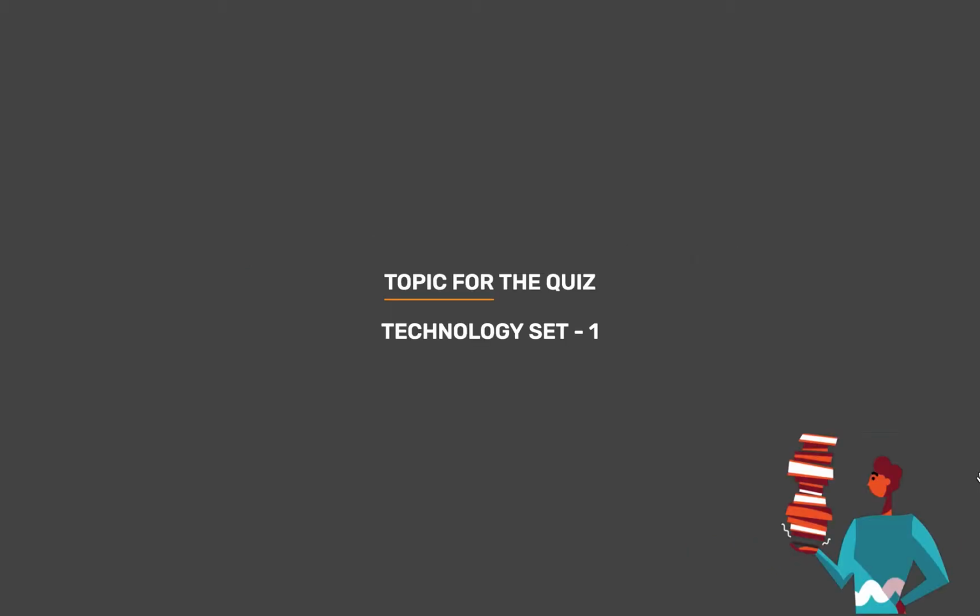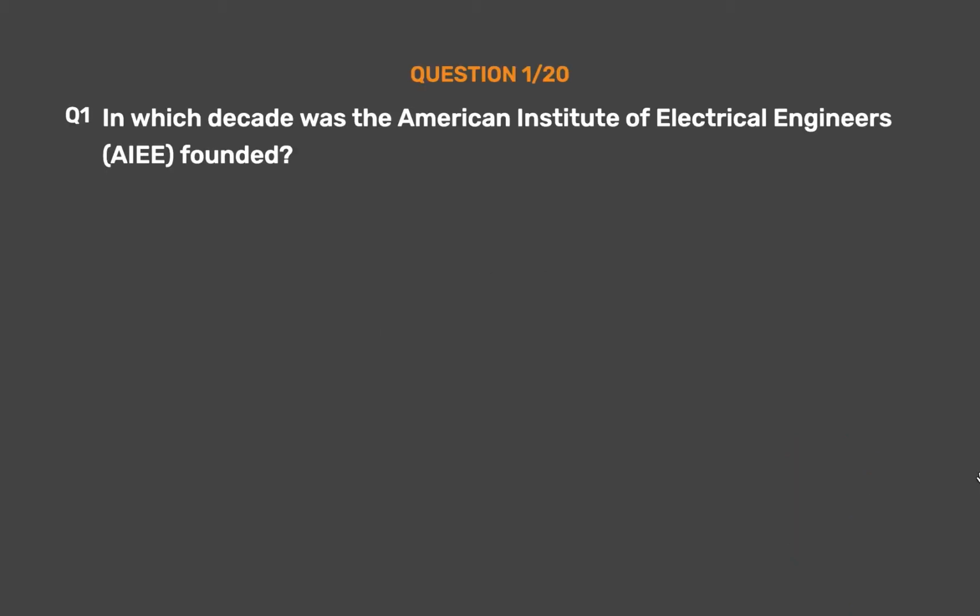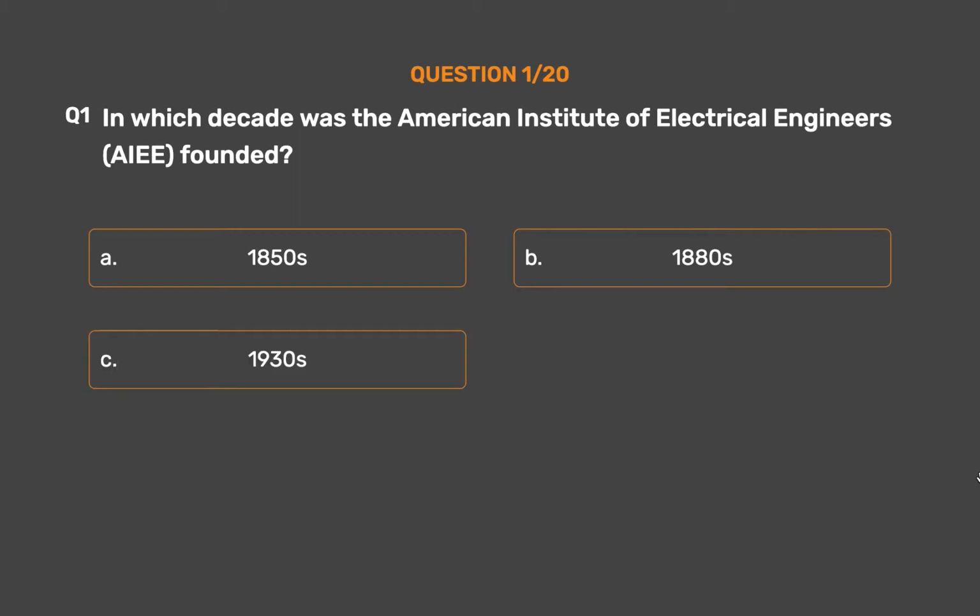Topic for today's quiz is Technology Set 1. Question number 1. In which decade was the American Institute of Electrical Engineers, AIEE, founded? Option A. 1850s. Option B. 1880s. Option C. 1930s. Option D. 1950s.